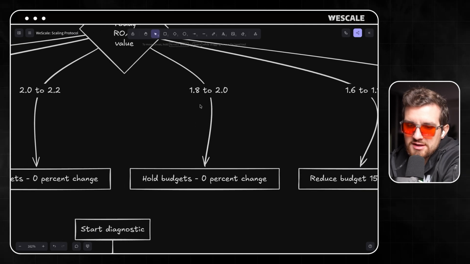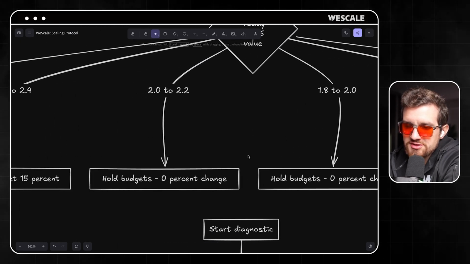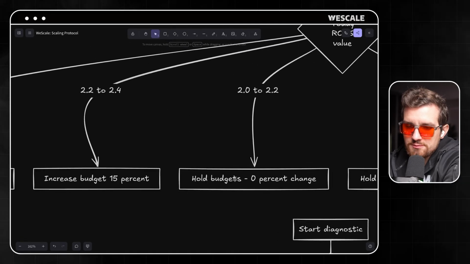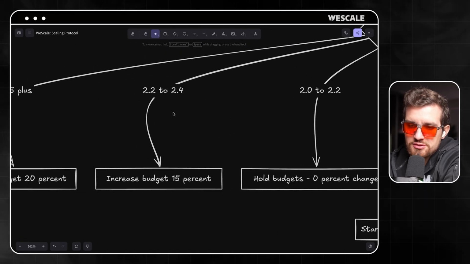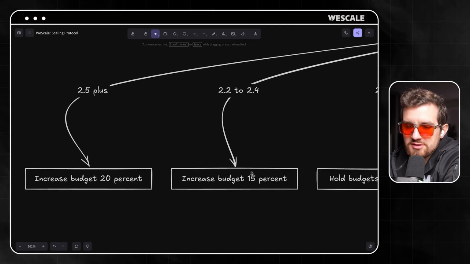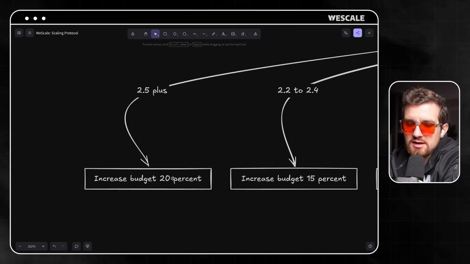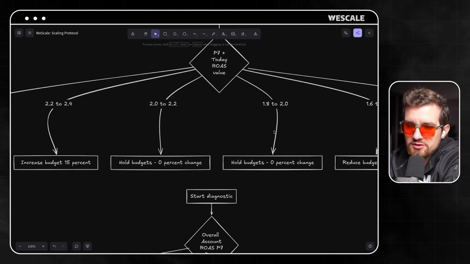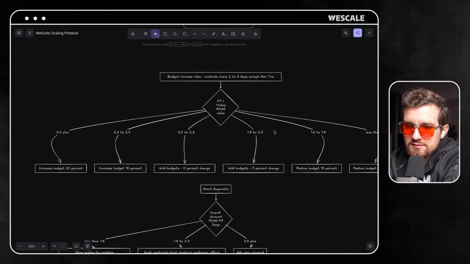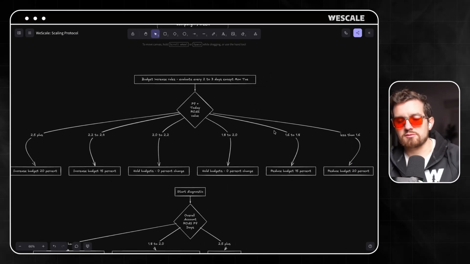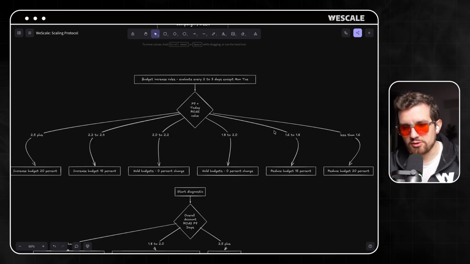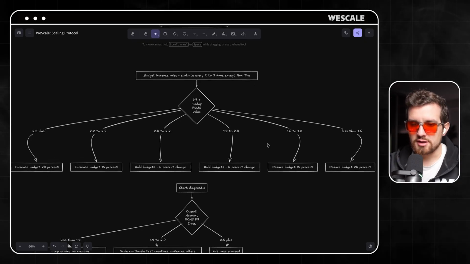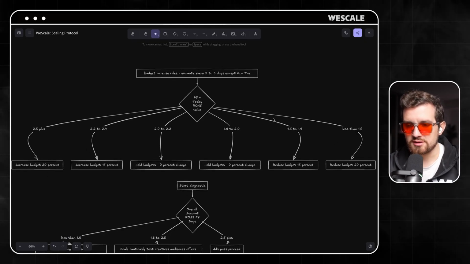And then at 1.8 to 2.2, we hold the budget at zero. At 2.2 to 2.4, it's doing pretty well. It's not blowing the doors off, but that's why we bump it by 15%. And then at 2.5 plus, we're in a really great spot, so we increase by 20%. When we talk about bumping and cutting, that's all that we're doing. If you're ever wondering whether you should be bumping or cutting, it's just this right here.